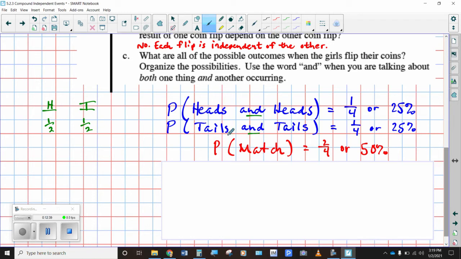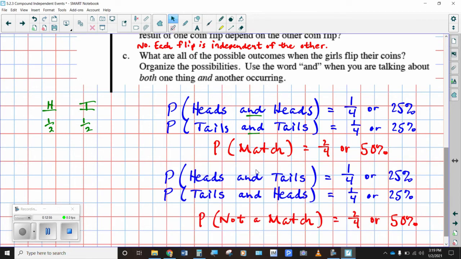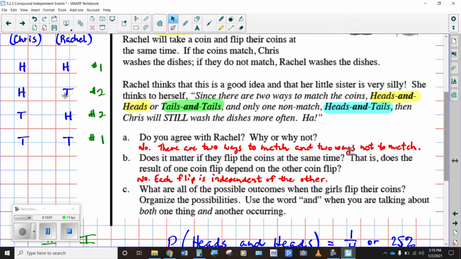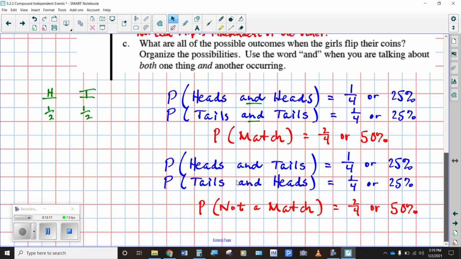So the probability of a match happening, whether it's heads and heads or tails and tails, would be 1/4 plus 1/4, which is 2/4, which is 50%. Now for the non-matching. Heads and tails, once again, the heads is a 1/2 probability, the tails is a 1/2 probability, but there was only one situation out of the 4 where you got a heads first and then a tails. And there was only one combination of tails first and then heads. Each one of those was 1/4. But when you add those together, because it's either going to be heads and tails or tails and heads, that would be 2 out of 4, which is 50%.